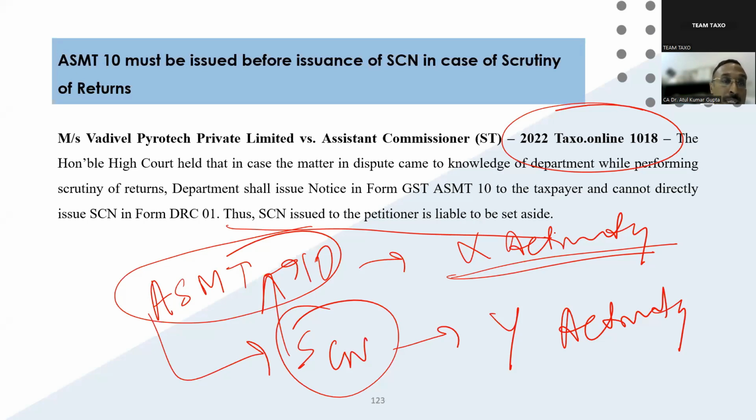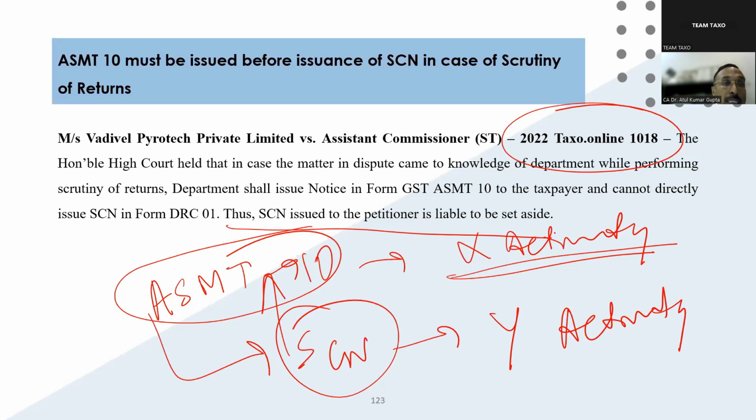And then, my dear friend, the officer has issued ASMT 10. The taxpayer replied to ASMT 10 in ASMT 11. But the officer has issued DRC 01 instead of ASMT 12. So, Raj Gopalji, as I explained to you, the department has to issue either the DRC 01 or the ASMT 12. That is the only option. They can't issue straight away the DRC 01A.